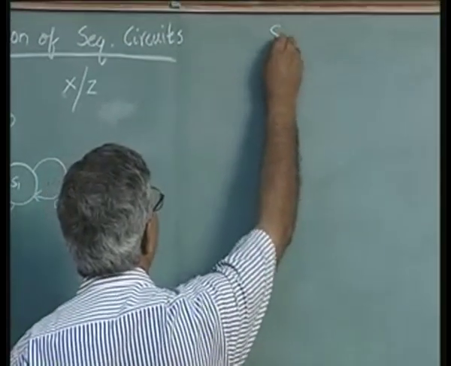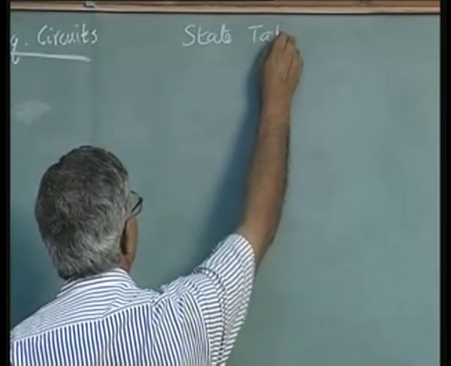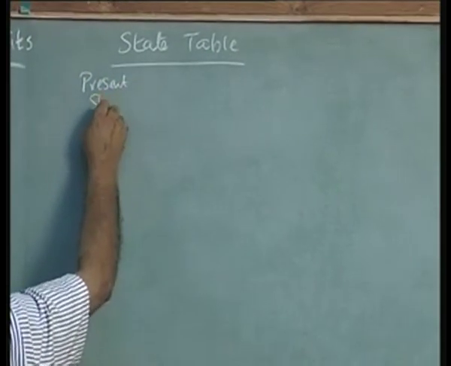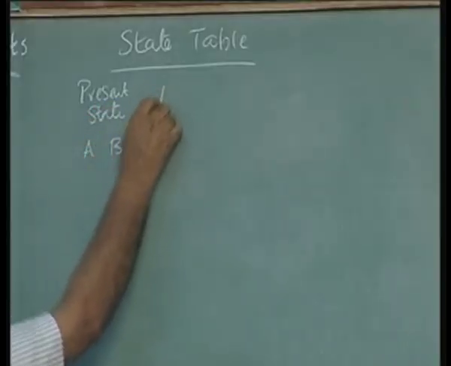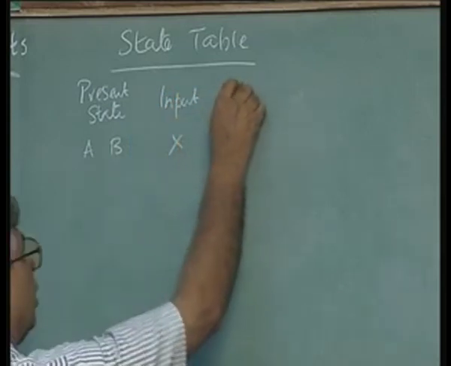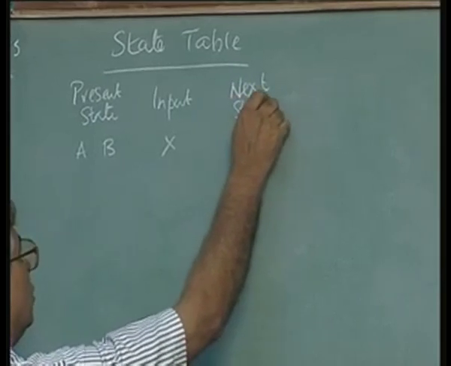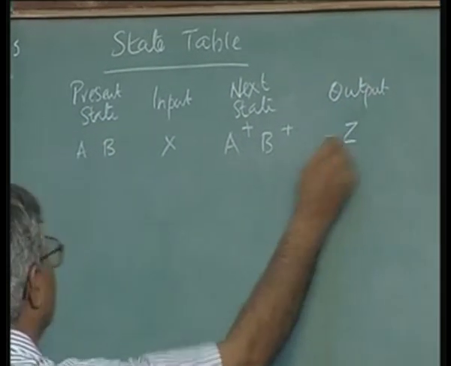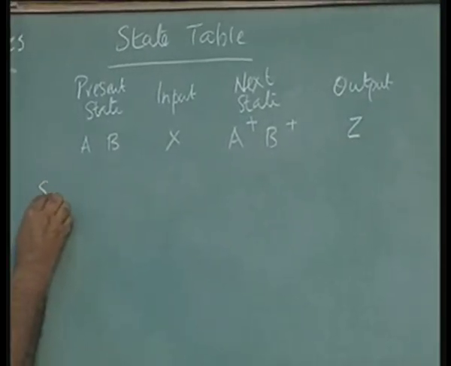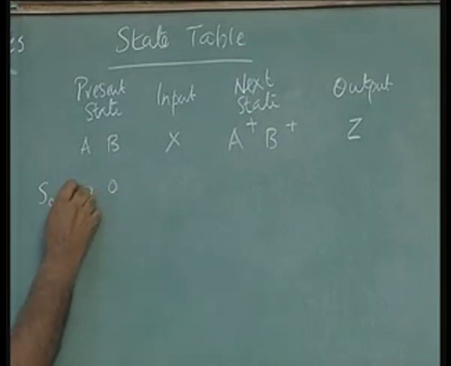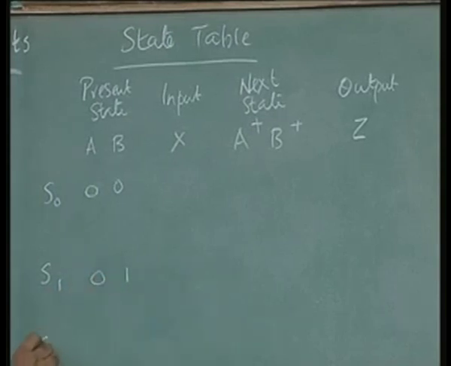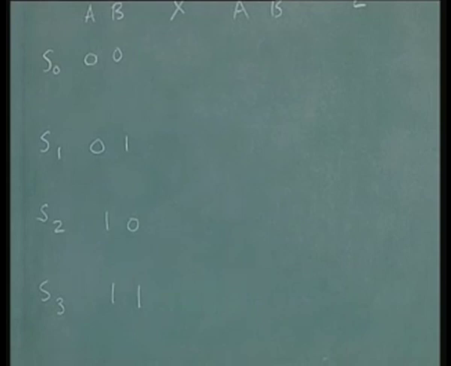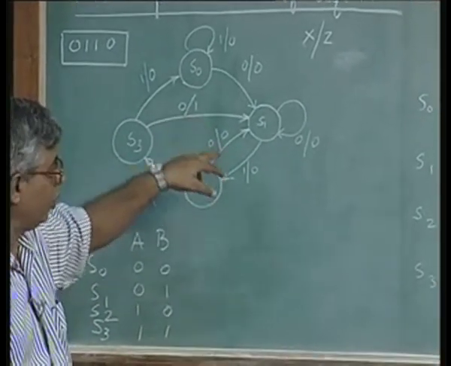The state table: the present state variables are A and B, as I said, input is x, next state variables, output z, and there are 4 present states S0, 0 0, then S1, 0 1, S2, 1 0, S3, 1 1, and from this state graph, we can write the state table. We already did it last time. Again, we will redo it.